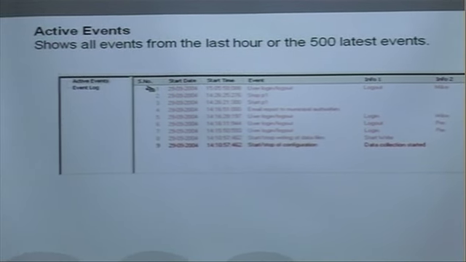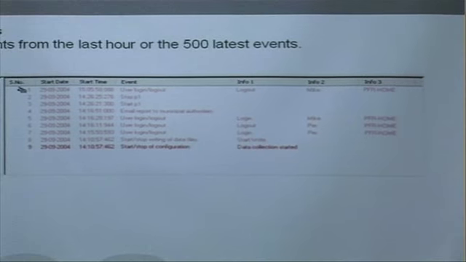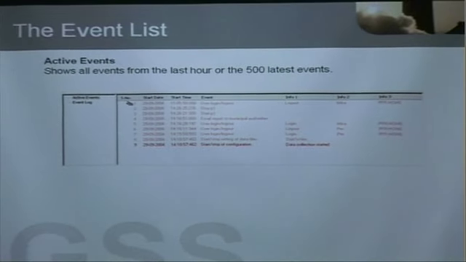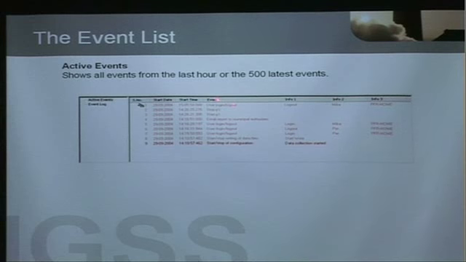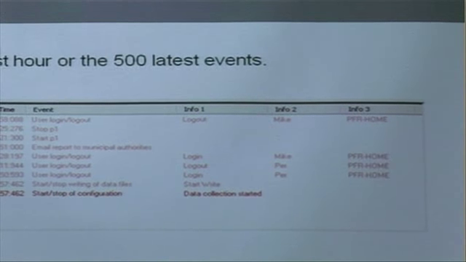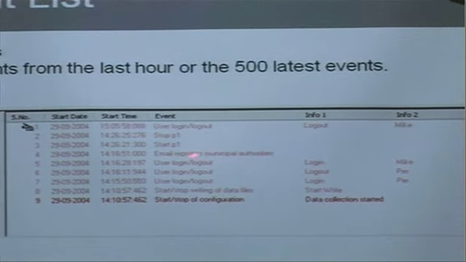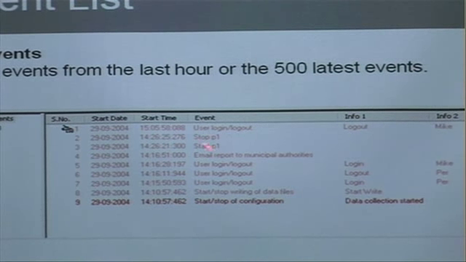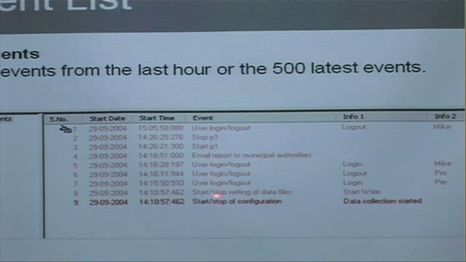The event list looks like this. It contains all events from the last hour or maximum 500 latest events. As you can see, we have a number of events here. We have a user logging in and out of the system. The user is called Mike, and he has been logging in and out from this particular station called PFR Home. We can also see stop P1, start P1, those are user-defined events, and we can see the start-stop writing of data files, start-stop of the configuration events also in this list.